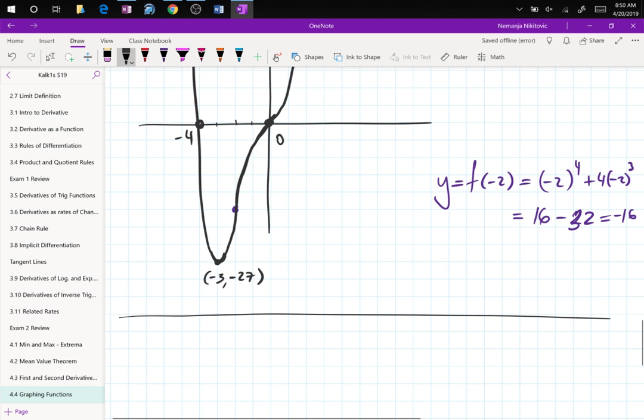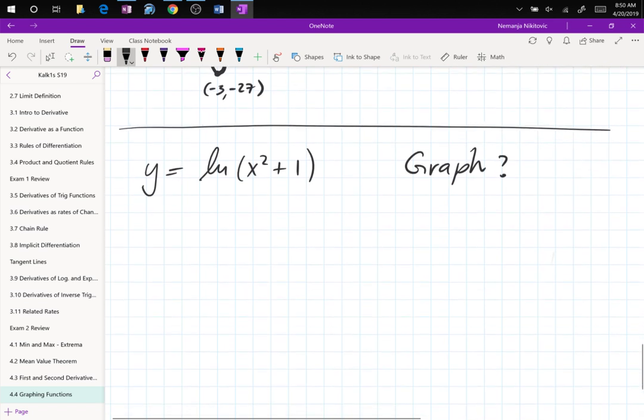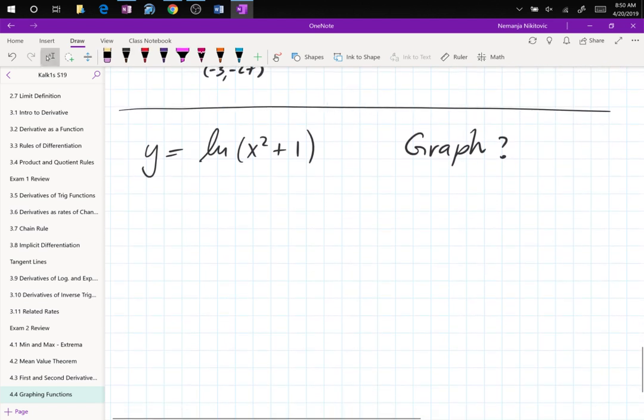So now let's pick something that is more interesting. We can do ln of x squared plus 1. So the question is, what is the graph of this? And we can actually do a very good job. This is not going to be just a loose sketch. We actually get to calculate all the points of interest and move on. All right, so we start with number 1, domain.